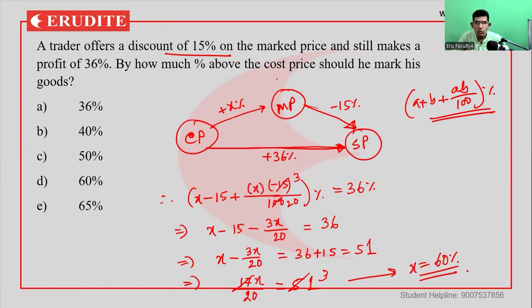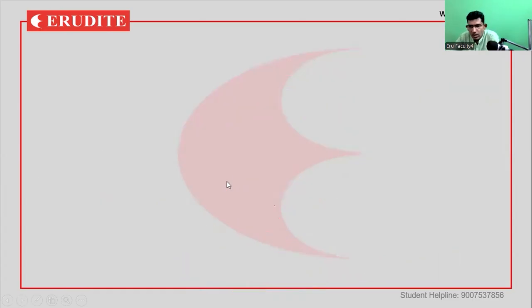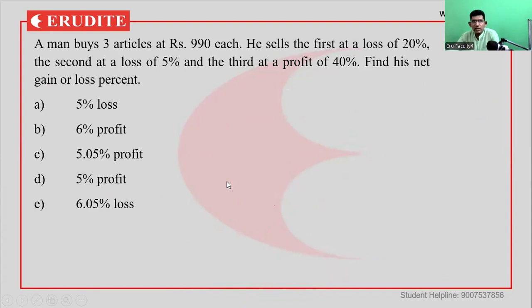That means, by how much above cost price do I have to mark up? It is simply 60%. So here I have converted the profit and loss into a direct percentage question. Okay. So this will give me the answer quite faster.